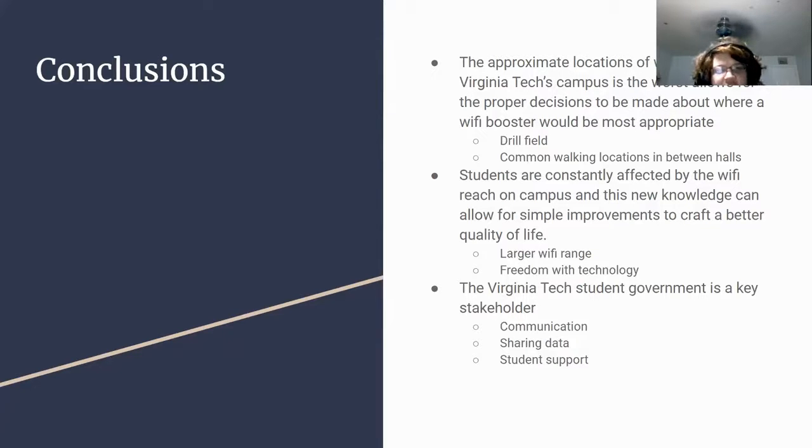Well, the Wi-Fi reach on campus affects every student all the time, and these simple improvements to the Wi-Fi on campus will allow for a better quality of life because a larger Wi-Fi range allows students to have more freedom with technology in the use of computers and phones, which everyone has nowadays. With this freedom you can do class and, like Matthew noted, any other activity with your phone anywhere on campus, which is a giant freedom to have. And one key stakeholder in this is the Virginia Tech student government, because they will have the connections to allow for change to really happen. So communication and the sharing of data with them is really crucial.